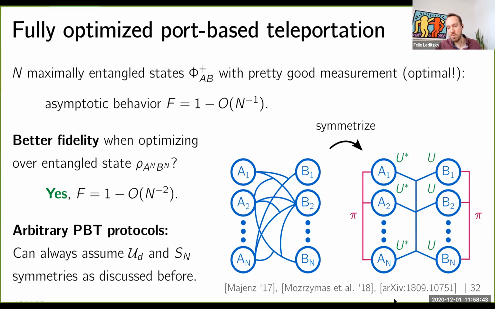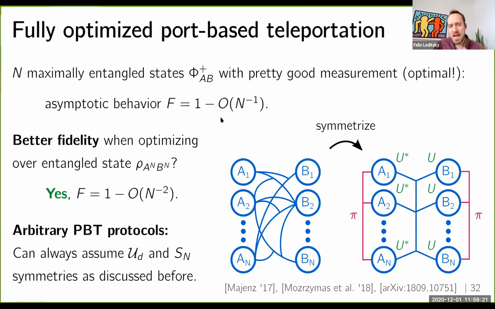Here is the paper that I was talking about before, this arXiv reference here. What we did in this paper is look at the behavior of these teleportation protocols in the asymptotic limit and tried to see what is the behavior with n of this entanglement fidelity. You will find that for the standard protocol, where you have n maximally entangled states with a pretty good measurement, which we know is optimal, you get an asymptotic behavior of the entanglement fidelity of 1 minus something that decays like 1 over n. The proportionality is just a function of d. It's (d squared minus 1) over 4, actually.